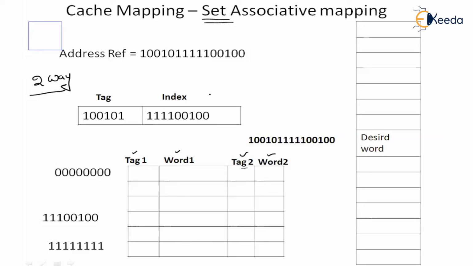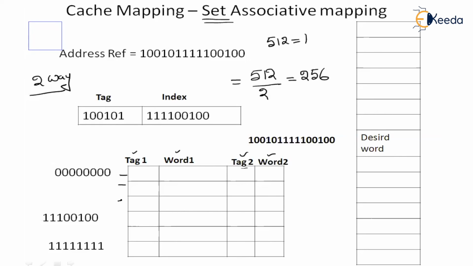In set associative mapping, the total number of sets will be reduced to half, so the number of sets will be equal to 256. Earlier there were a total of 512 sets, and each set was of one word, so 512 into 1. But now the total sets will be reduced to half, and each set has 2 words. The cache size will not get affected in this case because the number of sets will get reduced.